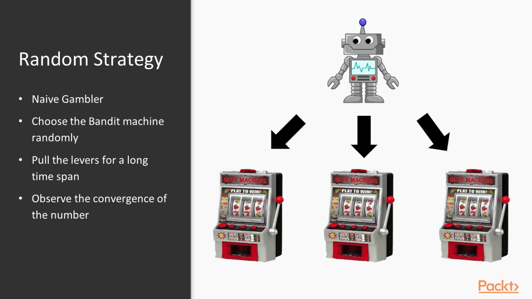In this section, we're going to implement the naive gambler and observe its performance. I hope that you guys got the idea so far.